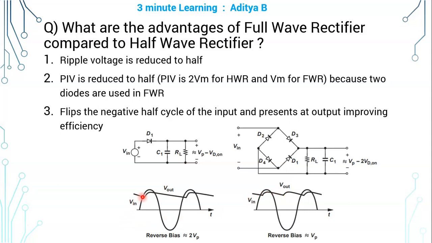Furthermore, PIV is also reduced because only one diode is there. 2 Vm appears across D1 diode only whenever it is reverse biased, but here D2 and D1 will be on at a time, or D3 and D4 will be on at a time, and hence the 2 series diodes will be sharing the 2 Vm of PIV. So each diode will have a PIV of only Vm effectively.